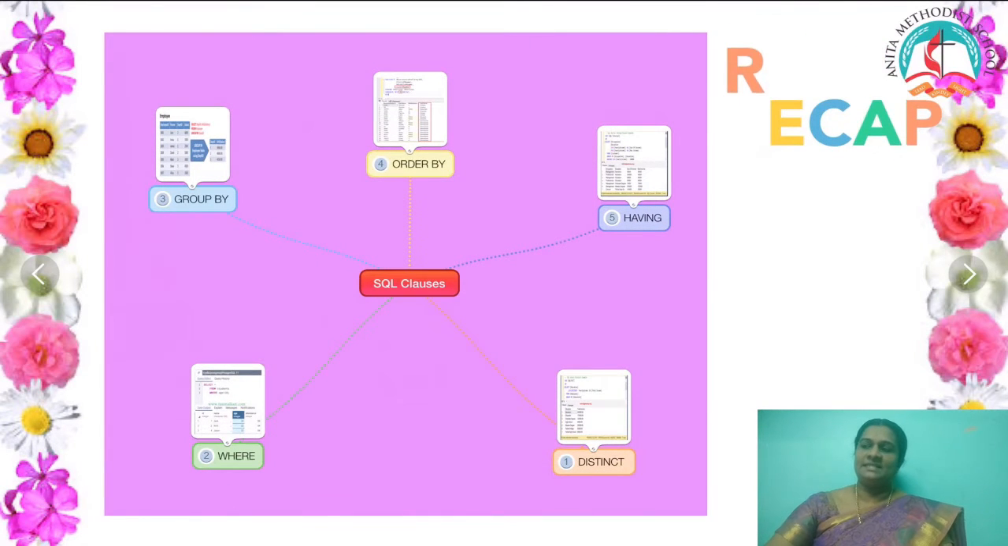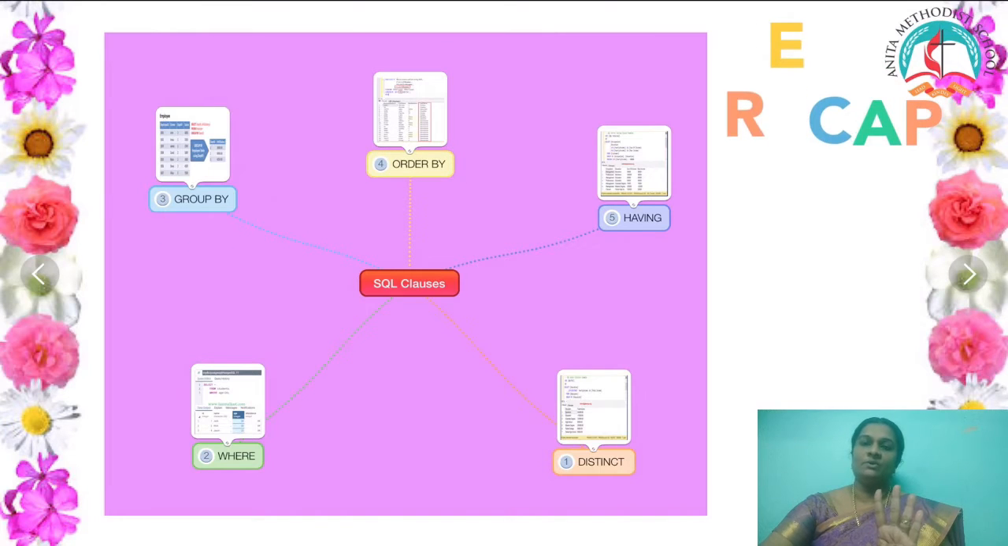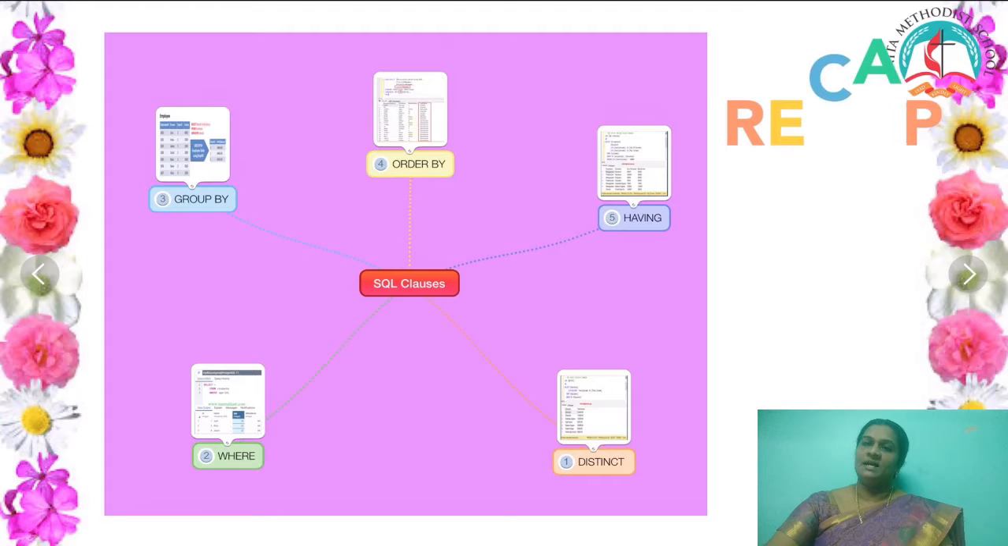Now we will do a quick recap. Let me see who is telling the answer. What did we learn in the last class? We learnt about 5 SQL classes. What are the 5 SQL classes? Each one say one by one. First, we learnt about distinct. Second, we learnt about where class. Third, order by class. Fourth, group by. Fifth, we learnt about having. So these are the 5 types of SQL classes we learnt in the last chapter.